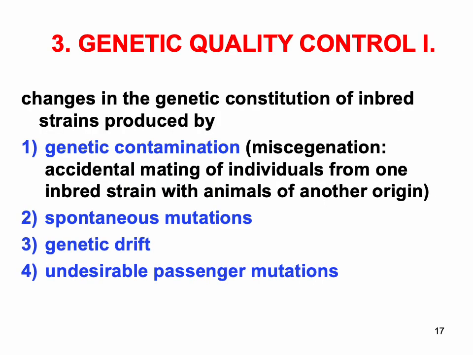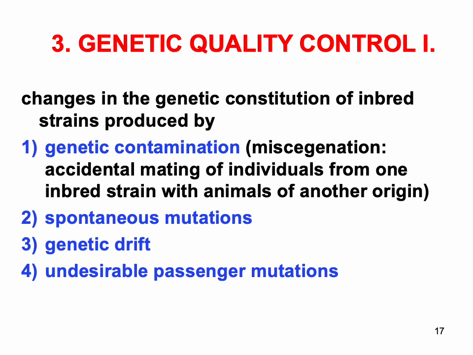Unfortunately, there can be changes in the genetic constitution of inbred strains produced by genetic contamination. This is, in other words, miscegenation. It means the accidental mating of individuals from one inbred strain with animals of another origin. But we can also have spontaneous mutations. We can have genetic drift and undesirable passenger mutations.